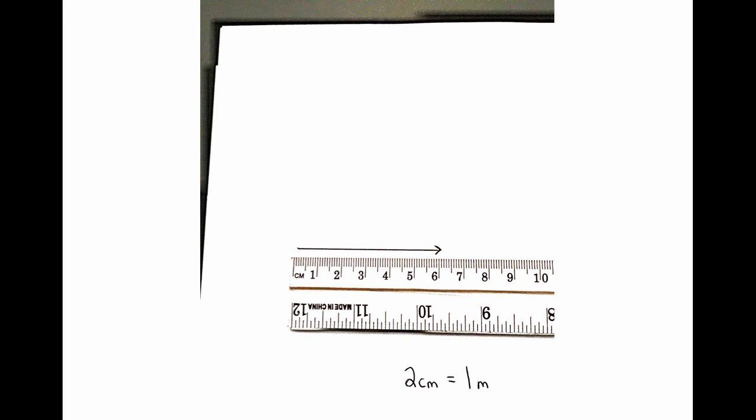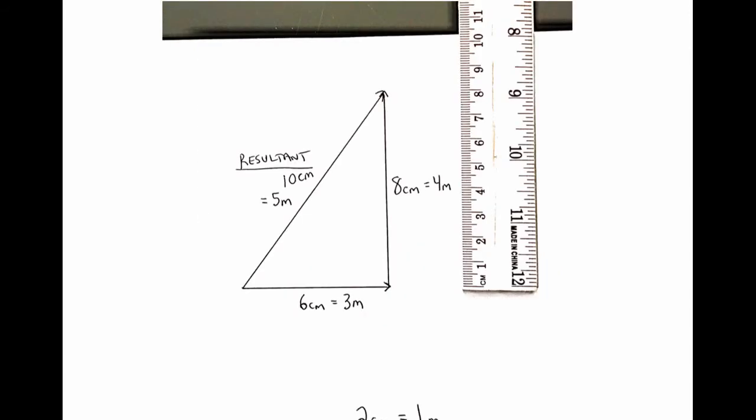So for that example, I'm using a scale here of 2 centimeters is equal to 1 meter. So my 3 meters to the east is going to be represented by a 6 centimeter long arrow. And similarly here, I'm going to add in my 8 centimeters going up to the north to represent my 4 meters.